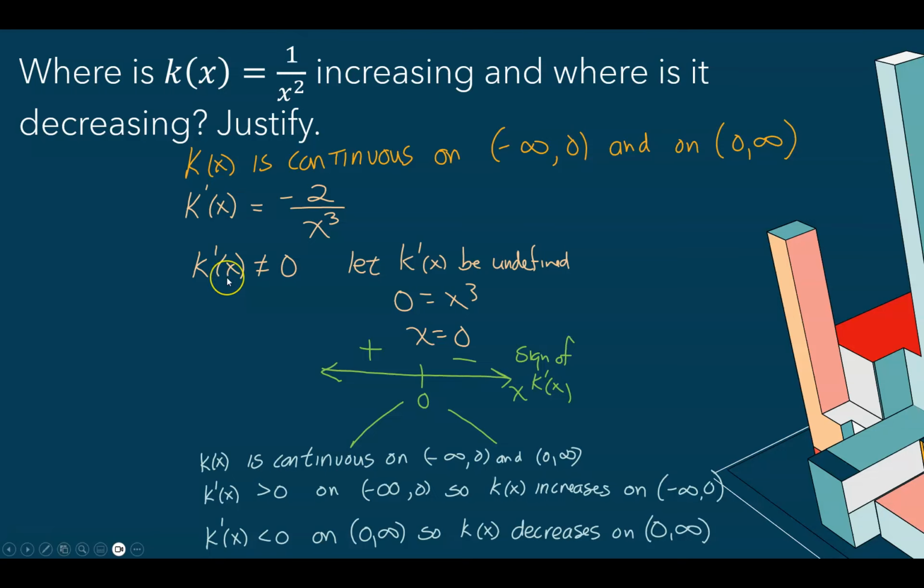Okay, but notice, again, we start off with k is continuous on negative infinity to 0 and 0 to infinity. k prime is positive on negative infinity to 0. We can't include 0 here because 0 is not part of the domain of k, which is also why we say k increases on negative infinity to 0, but not including 0. On the last one, we had a bracket here, and we can't include that because x equals 0 doesn't spit a y value out of k. Likewise, k prime is less than 0 on 0 to infinity, so k decreases on 0 to infinity.